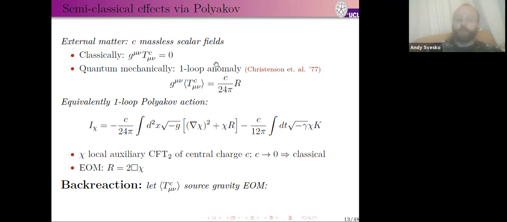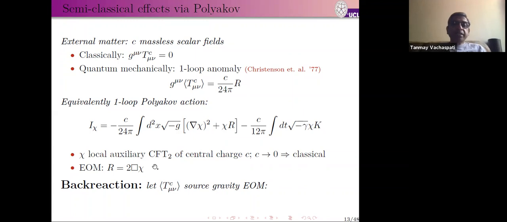It turns out all of this physics can be encoded in the one loop Polyakov action, which I've written here. I've written it in a way so that it looks local. It's typically a non-local action, but you can introduce an auxiliary scalar field, which is a two-dimensional CFT of central charge C. So it entirely encodes all of the physics of the C massless scalar fields. When we set C to 0, that's the classical limit, and you would be back to the classical JT action.